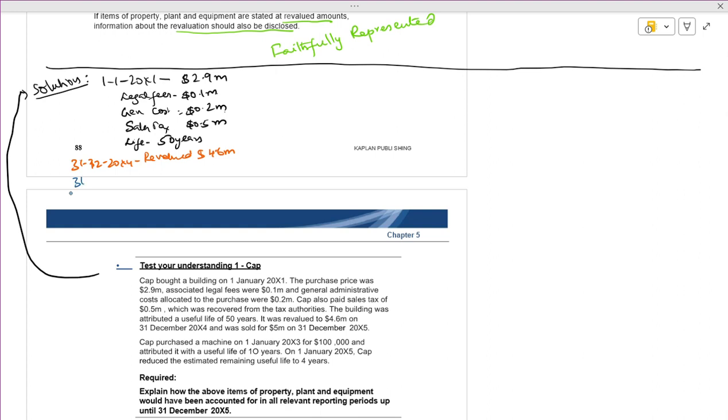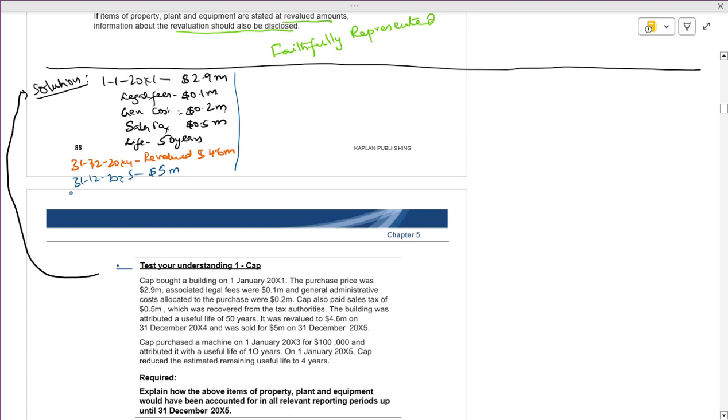On 31st December 2005, it has been sold for how much? It has been sold for 5 million. This is regarding the one asset. Okay, one asset. On CAP purchase a machine, we'll do that at a later stage.